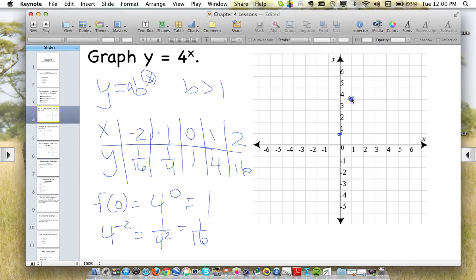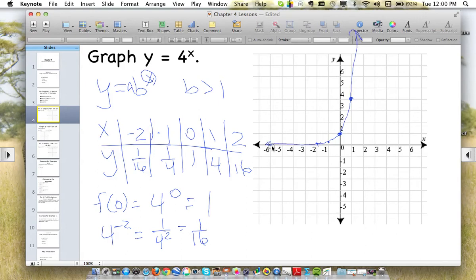So let's go with -1, which would be 1/4, and -2, which would be 1/16. I'm kind of just guessing it's about there. Again, we want to be as precise as possible, but not too worried about it. Now, graphing from left to right, we want to draw our curve to follow that.